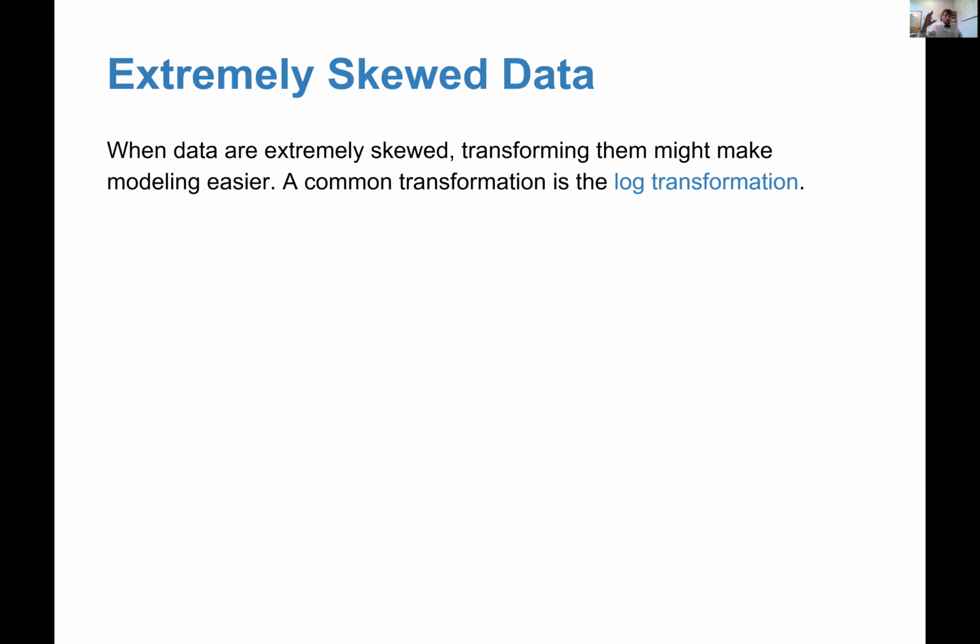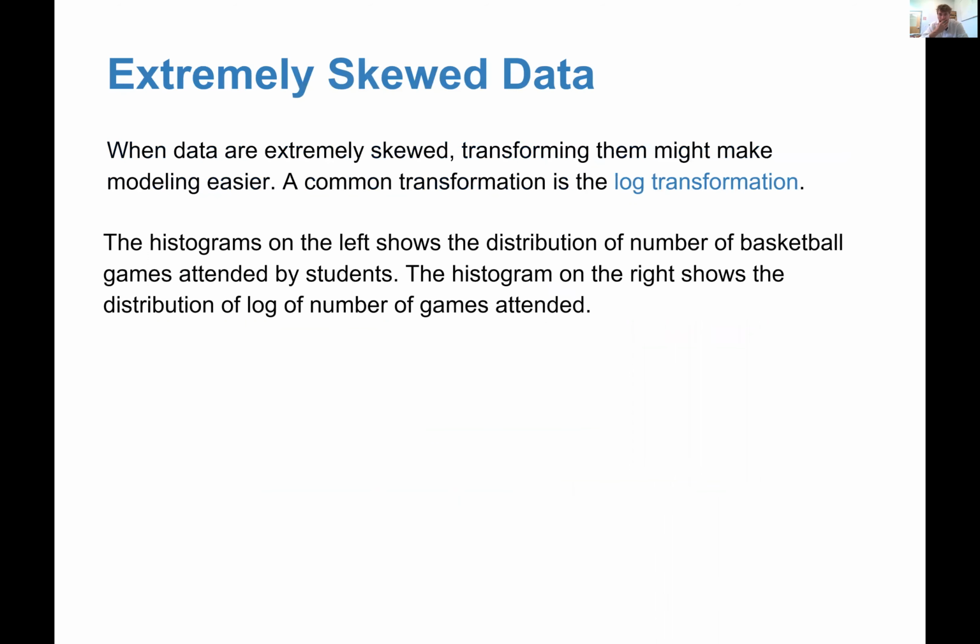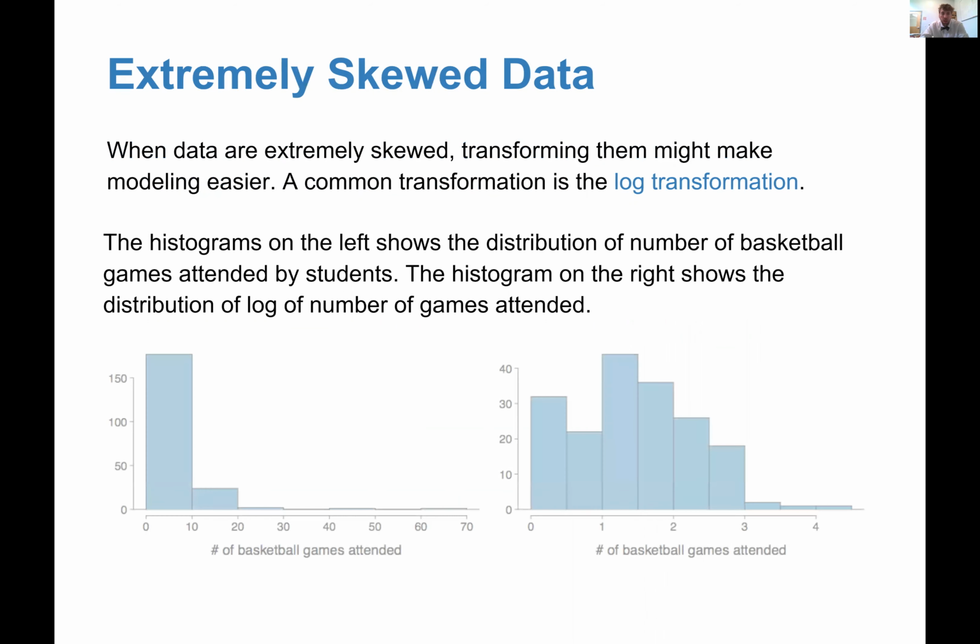Okay, when data are extremely skewed, then we might often do a transformation. One example would be a log transformation. So I'm going to show you 2 histograms. The one on the left is the number of basketball games that students attended at a university. And the one on the right is the log transformation. That means we took everybody's number of basketball games they attended, and we took the log of that number. So then we end up with something that's maybe easier to understand as far as the trend, but it's harder to make a claim about where things are.